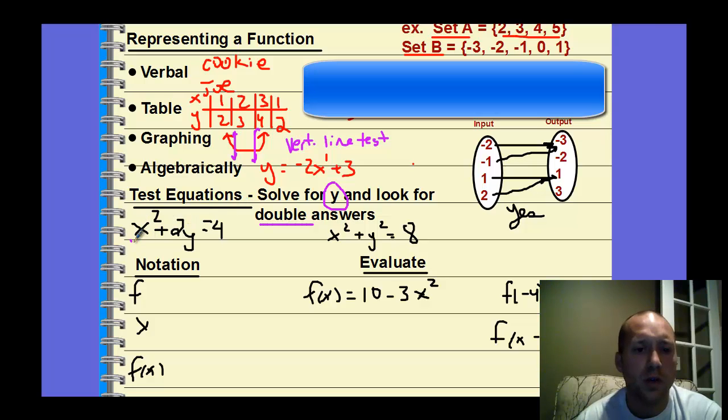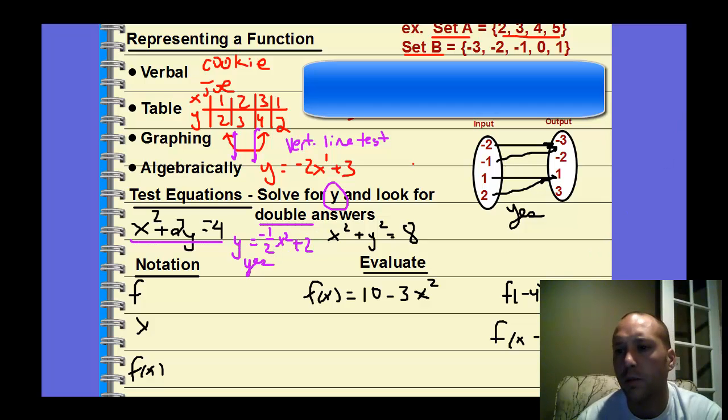So this first equation right here, if we solved it for y, we get y equals, again, subtract x squared, divide by 2. So we'd have negative 1/2 x squared. And we have 4 divided by 2, which would be 2. So if you actually went through the solving, you'd find this. And there's no double answer. Y is one value. So if I plug an x value in here, I get one answer for y back. So that would be a function.